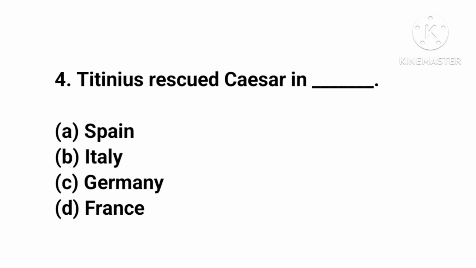Remember, Caesar had this falling sickness. He had epilepsy. So in Spain, what happened? He fainted and he asked Titanius to give him some drink to drink.